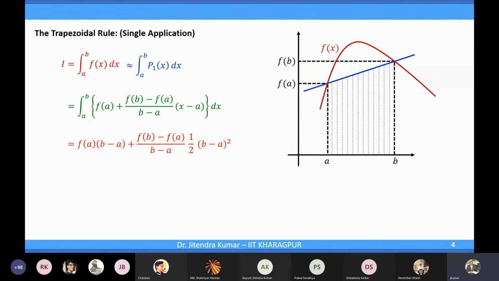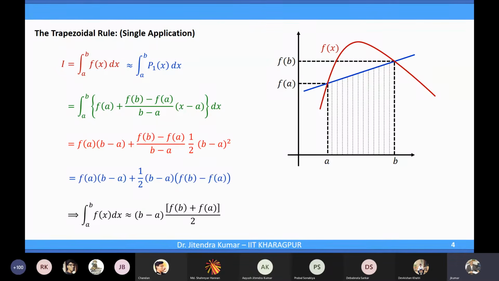And after integration, because it's a simple integral, I can go through, for instance, here f(a) is constant, so f(a) into this (b minus a), that is the value of the integral. In the second case, you have (x minus a) whole square by 2, then upper limit minus lower limit will give you this half (b minus a) whole square. And when you simplify this, you will get actually this one, (b minus a) times (f(a) plus f(b)) by 2.